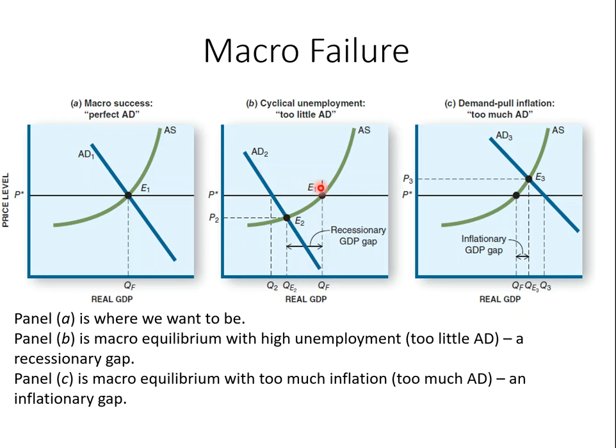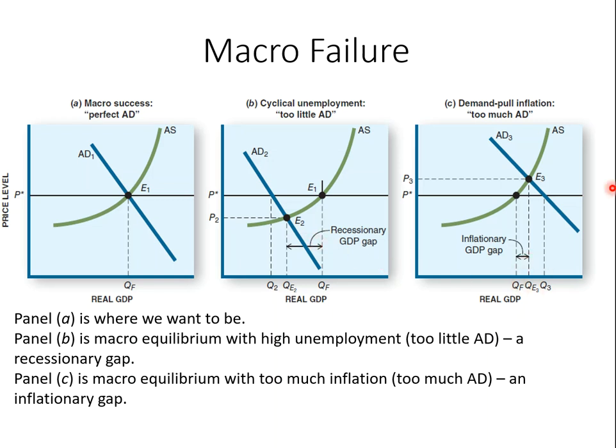The first one has a recessionary gap, and usually it is related to cyclical unemployment. First look at the intersection between AS and AD, we get E2. Under E2, the horizontal axis value is QE2, which is here. And where is our macro goal? Our macro goal is full employment GDP, which is corresponding to QF here. Between QE2 and QF there is a gap. Since QE2 is smaller than QF, this gap we call the recessionary GDP gap.